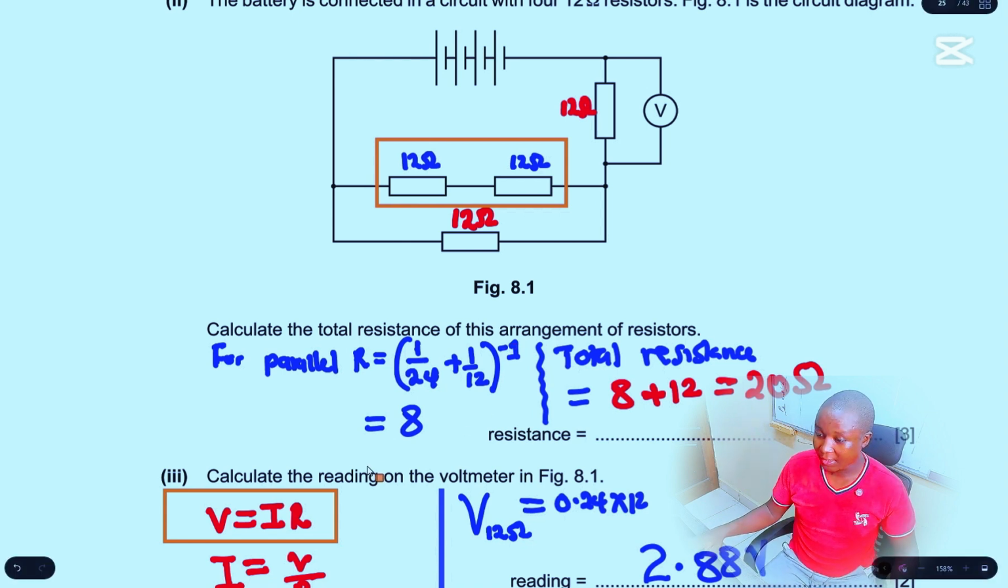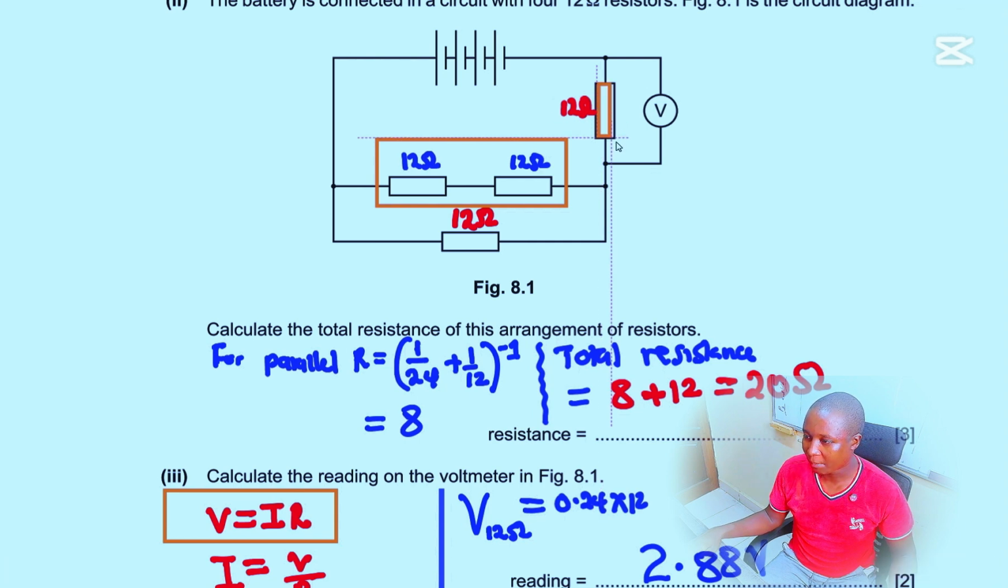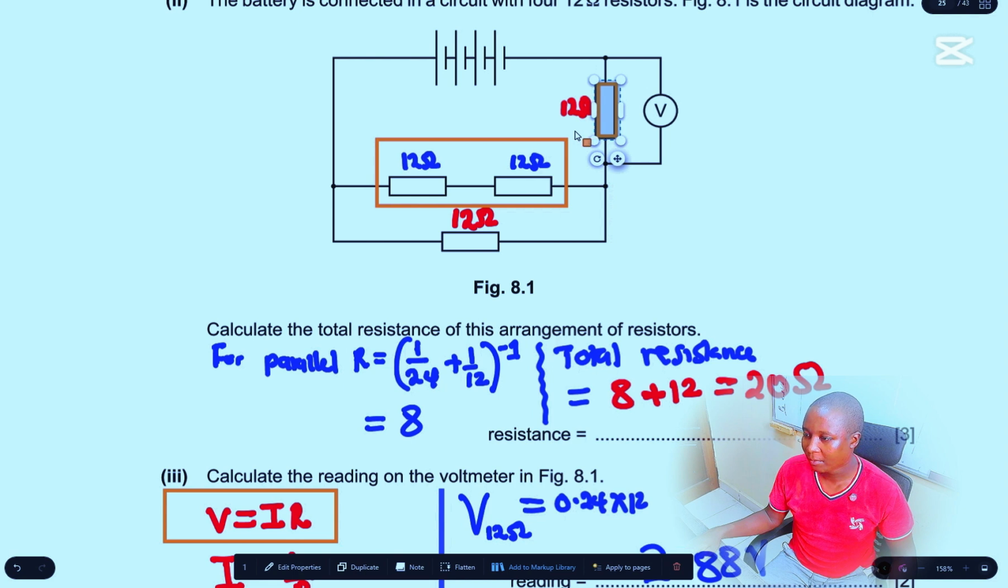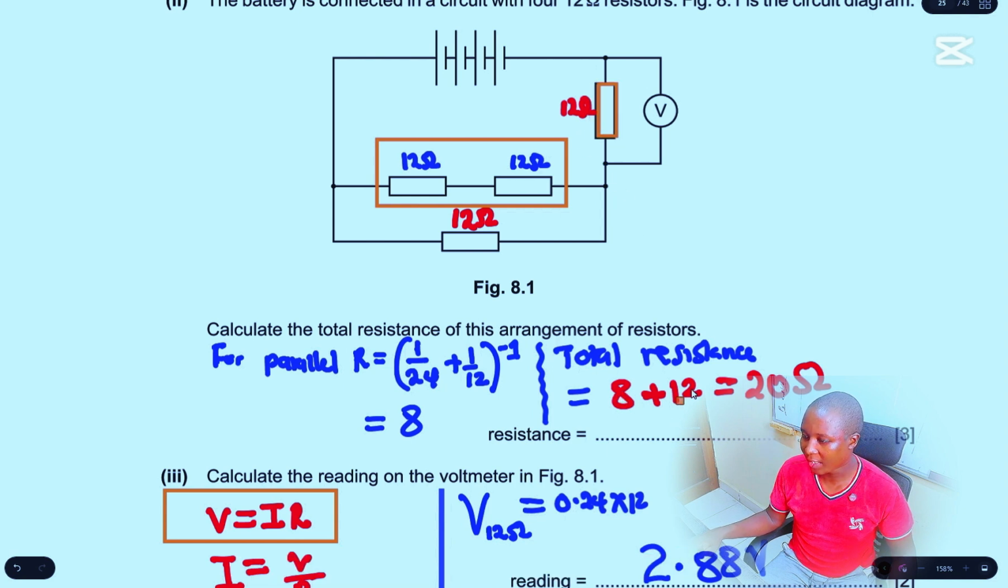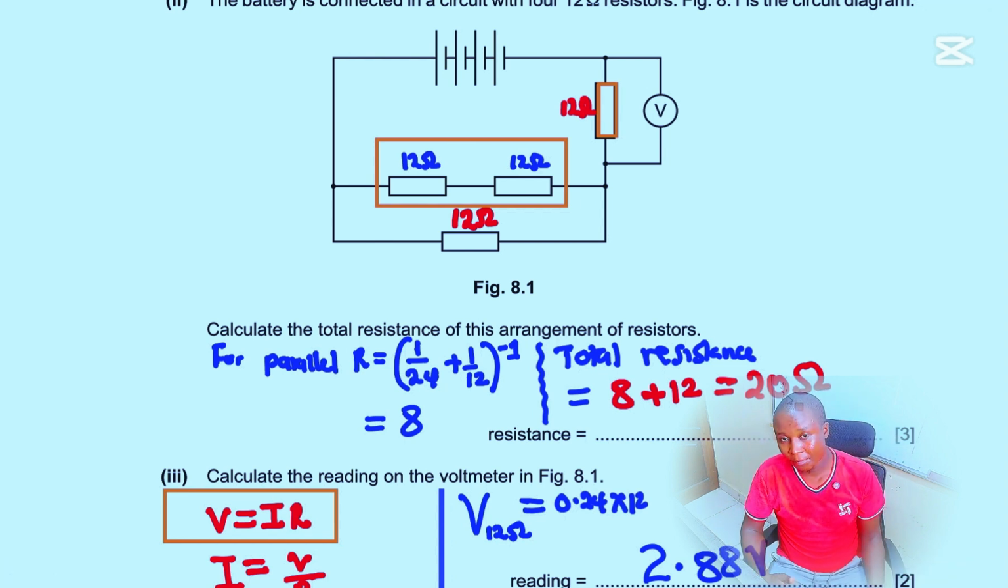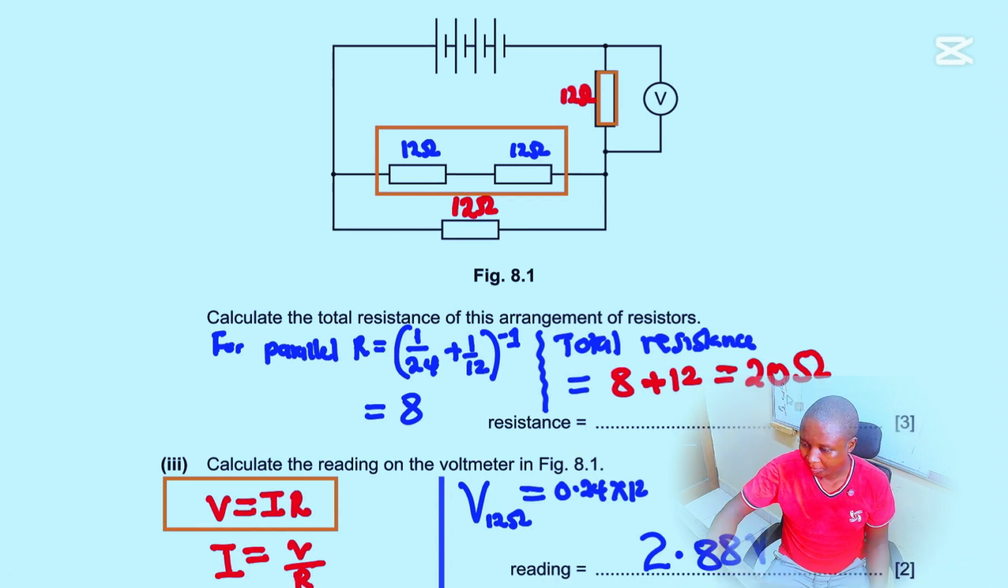And in this case here, we're going to have 8 ohms, but now this combined 8 ohms is in series with this other resistor that we have at this particular point. So we are going to add 12 here, so that we have 8 plus 12, and the total effective resistance for this circuit is going to be 20 ohms.